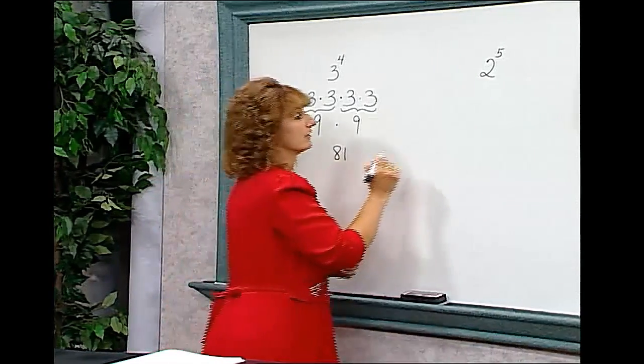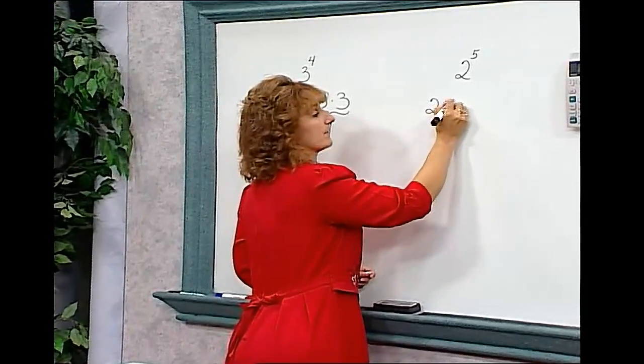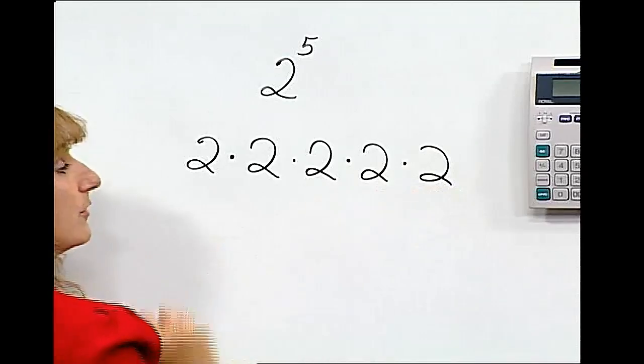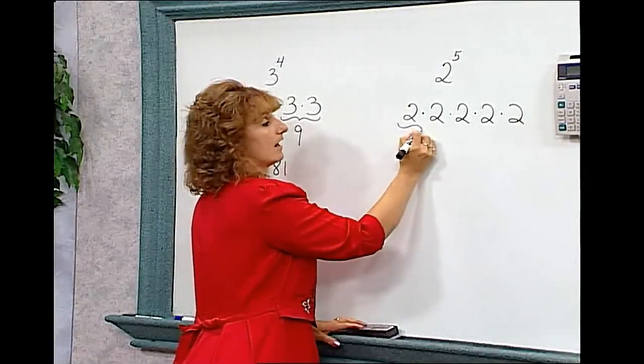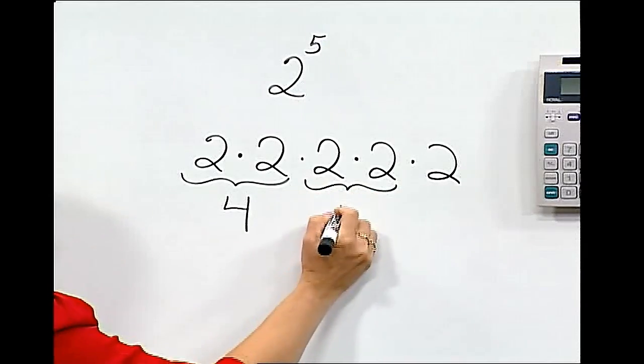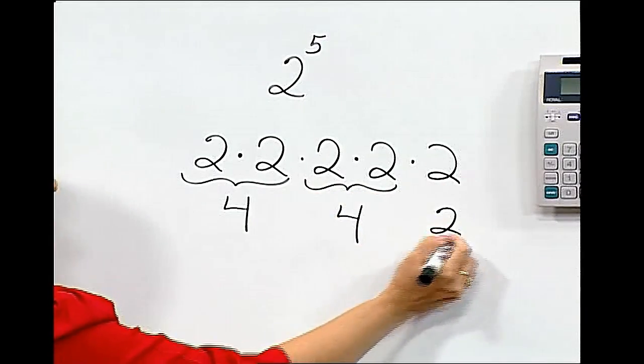Let's look at 2 to the fifth. 2 times 2 times 2 times 2 times 2. Again, I'm going to group. 2 times 2 is 4. 2 times 2 is 4. I have a 2 left over.